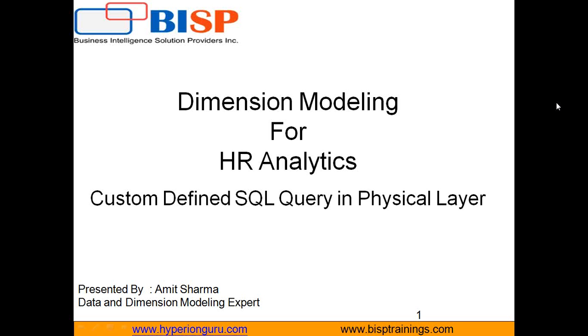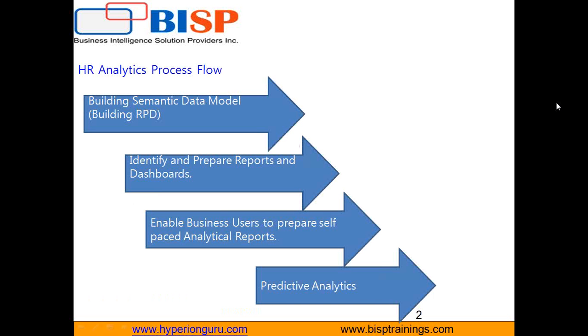Let me quickly recapitulate about the HR model analytics we discussed so far. As we are building HR analytics for our global human resource business team, step first, as we discussed, we are required to build a semantic layer, and in OBIEE we are going to use a tool called RPD, called repository. Step second, we are going to identify and prepare reports and dashboards. Step third, we are going to enable our business users so that they can create self-paced or canned reports.